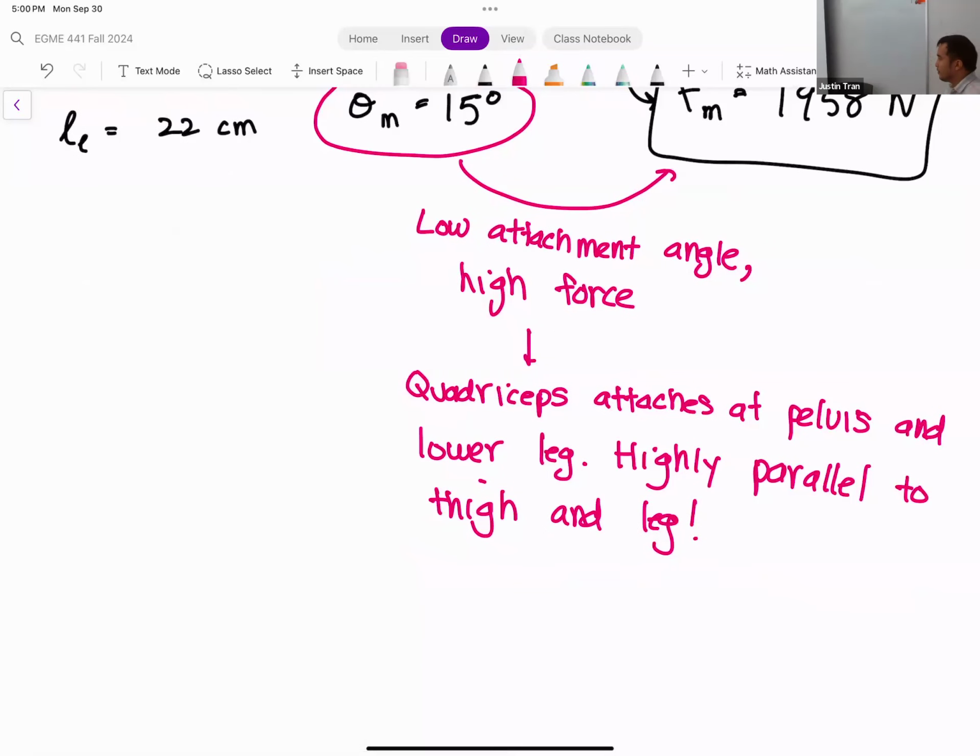And so that geometry, the fact that it's so parallel to your legs, really puts it at a disadvantage. And so your quadricep muscle has to work very hard in order to produce any kind of rotation.